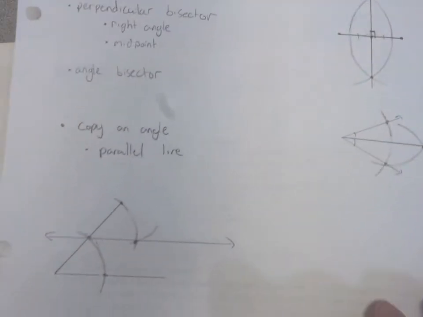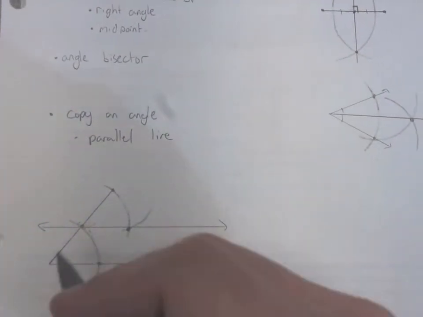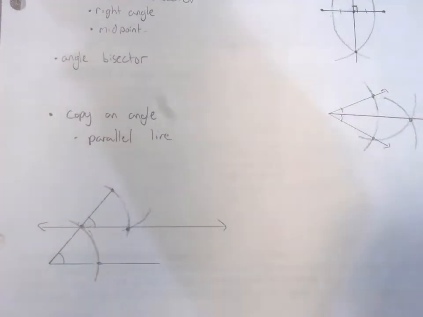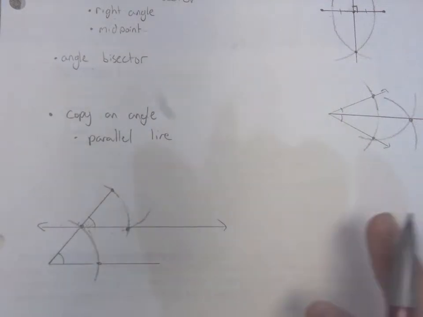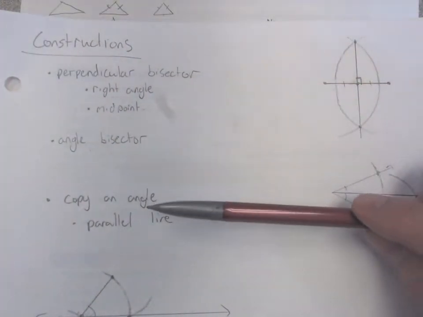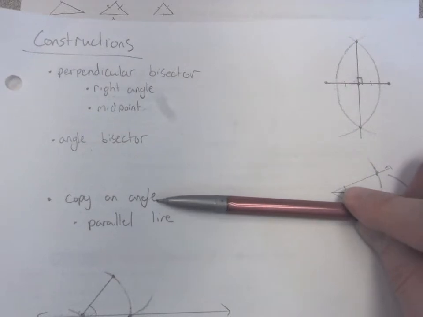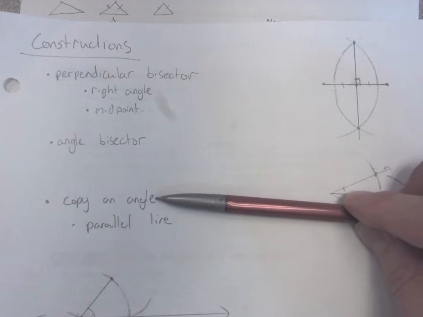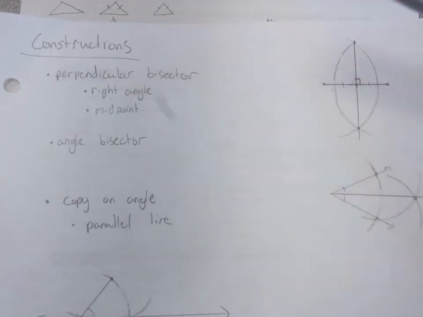And the other one we did was where we copied an angle, and if we copy an angle in the right spot, we actually get parallel lines as well. So the three big ones were perpendicular bisector, angle bisector, and then we talked about how to copy an angle. And the fourth, kind of bonus one, was parallel lines comes from copy an angle. Midpoint and right angle come from the perpendicular bisector.